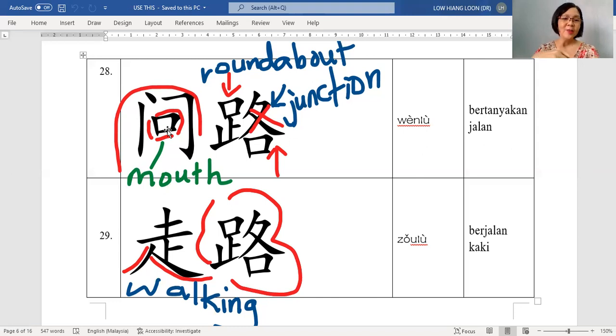Okay. 好的, 29. If you know already these two roundabouts and then the junction, so this is on the road. And then you see, it is like somebody is walking. So this is 走路, walking. Okay, 老师 hope you can recognize these two.